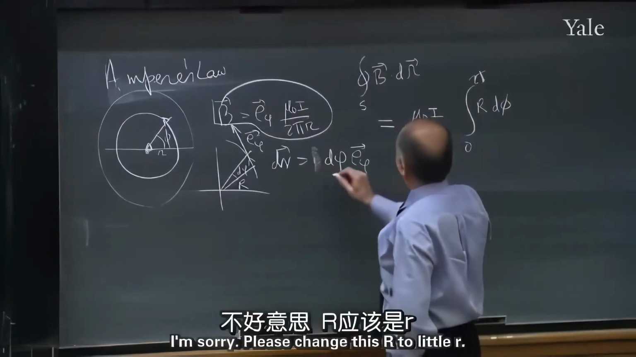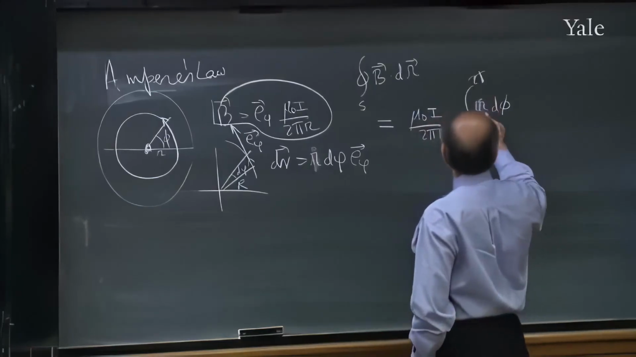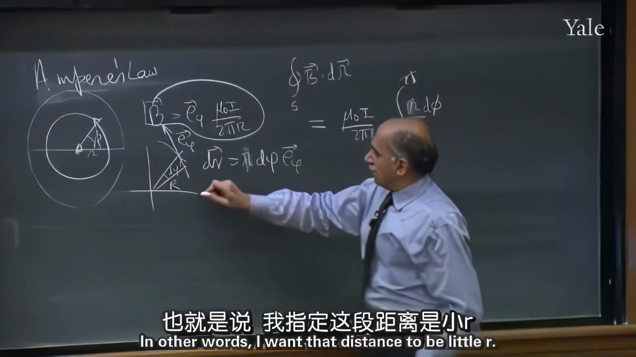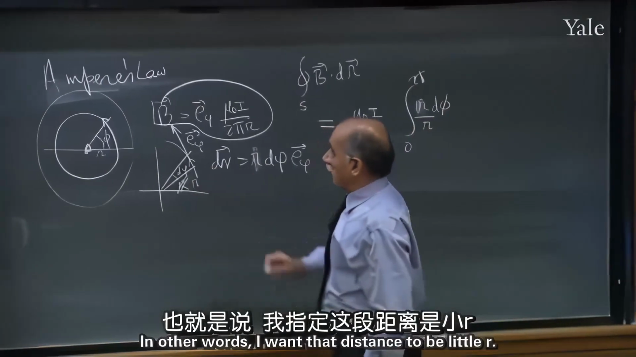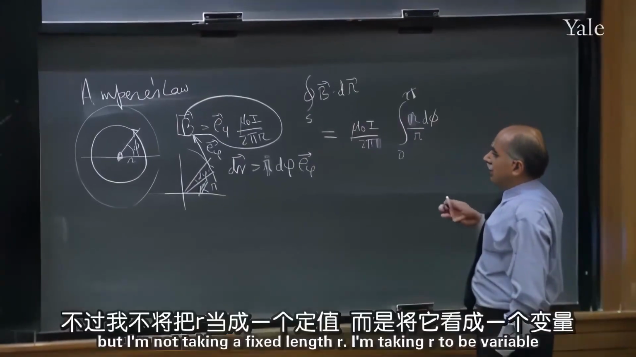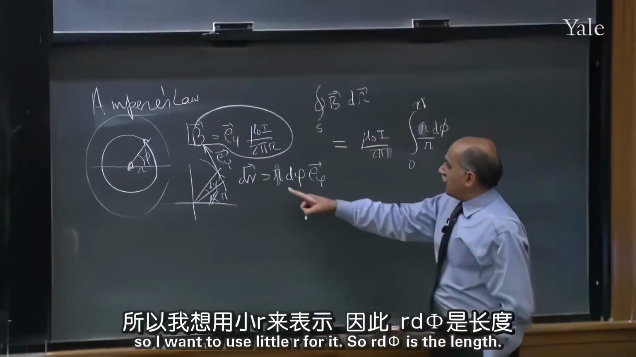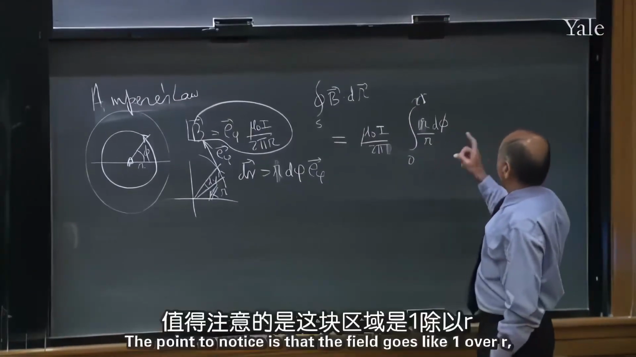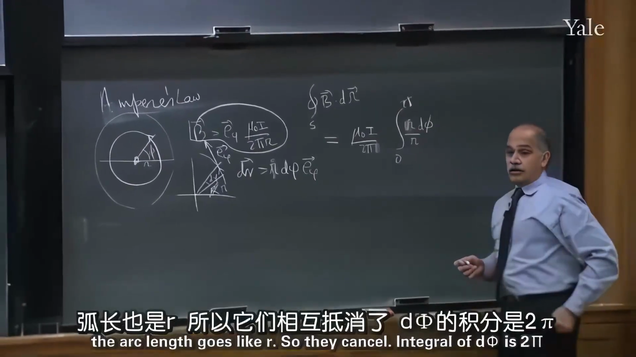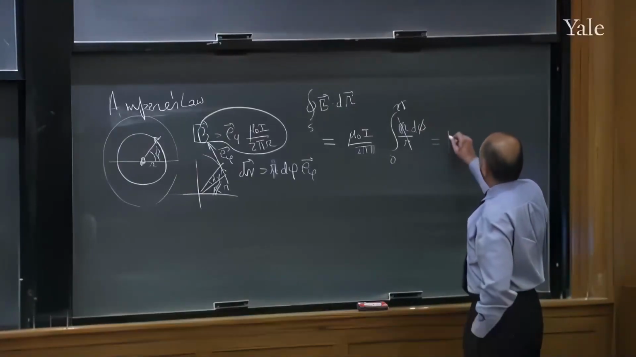Please change this r to little r. In other words, I want that distance to be little r. You can also use big R. It's going to cancel out, but I'm not taking a fixed length r. I'm taking r to be variable, so I want to use little r for it. So r d phi is the length. The point to notice is that the field goes like 1 over r, the arc length goes like r. So they cancel. Integral of d phi is 2 pi, and I get mu 0 I.